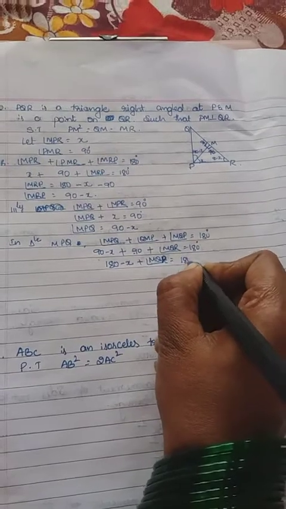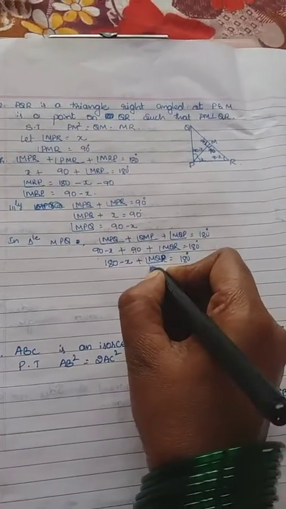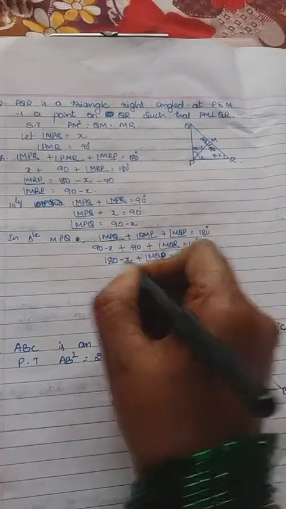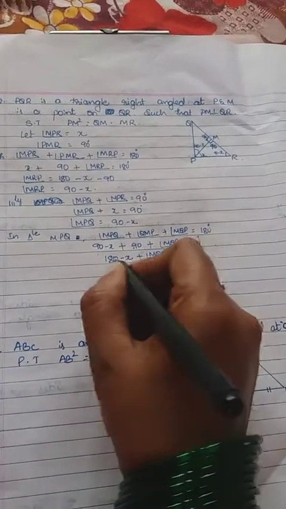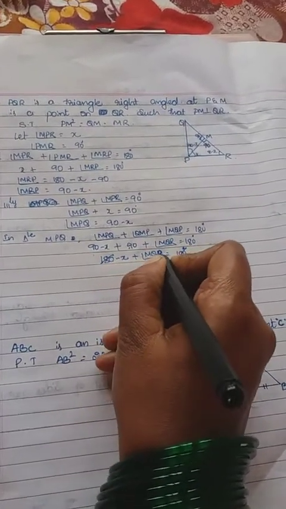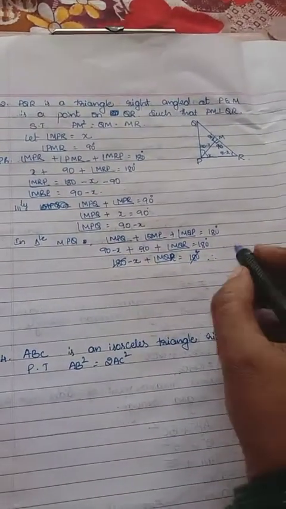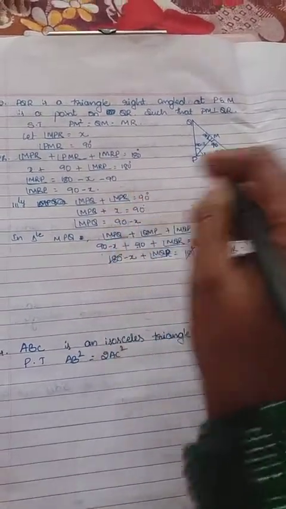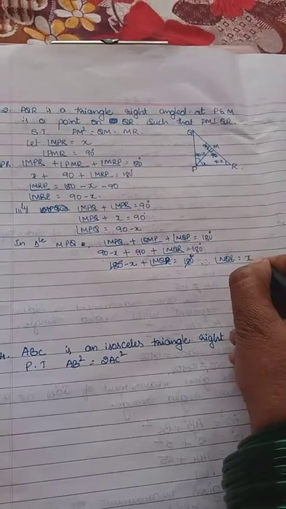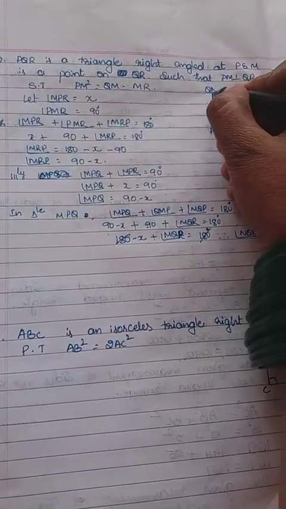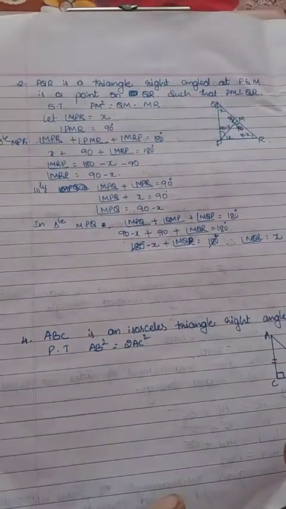Therefore, on both sides the 180 gets cancelled, then minus x plus angle MQR equals zero, so angle MQR equals, if minus x is shifted to this side, it becomes plus x. So angle MQR is x. This is also x.